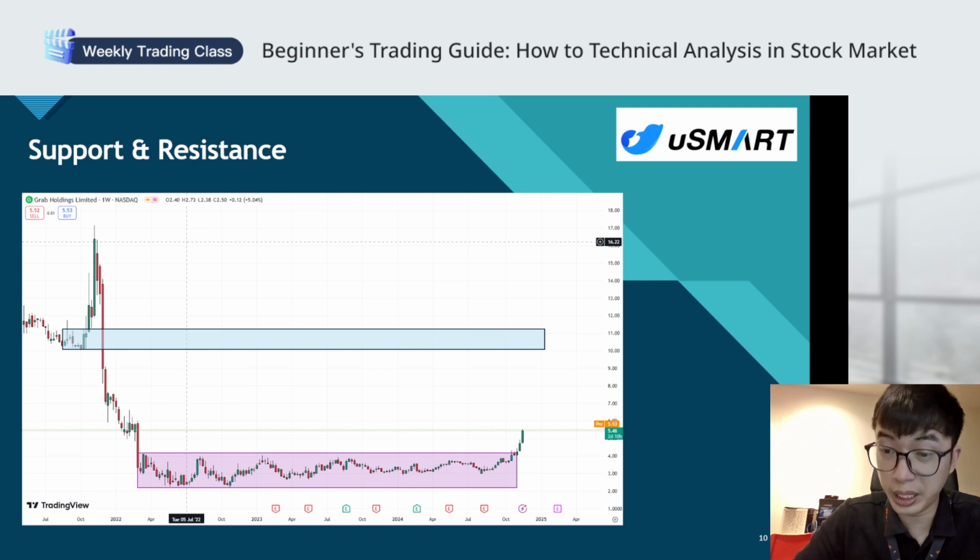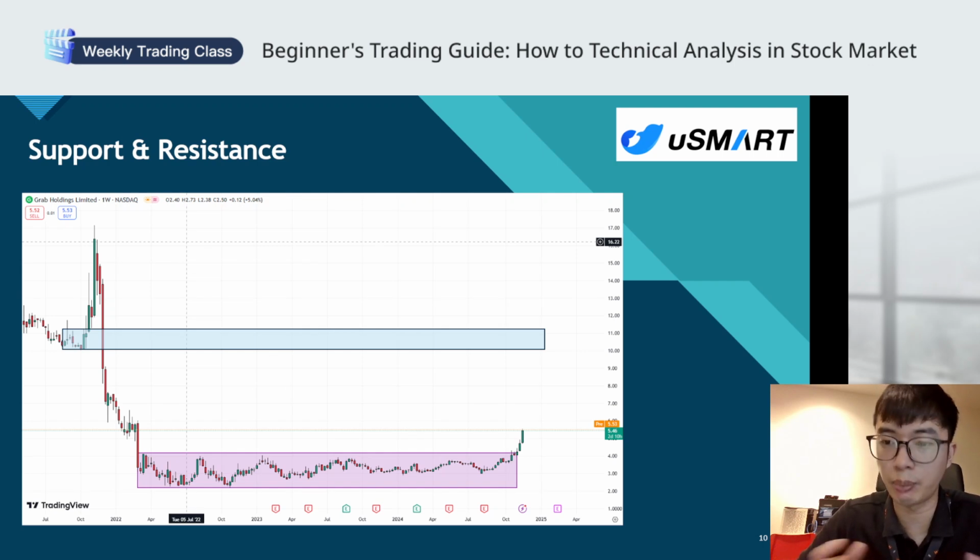So here you can see that the graph broke out of weekly resistance. The weekly resistance is very heavy. So when it breaks out of the resistance, you can expect that there's strong volume and buying momentum to push the share price higher. So we can assume that this is on the uptrend.